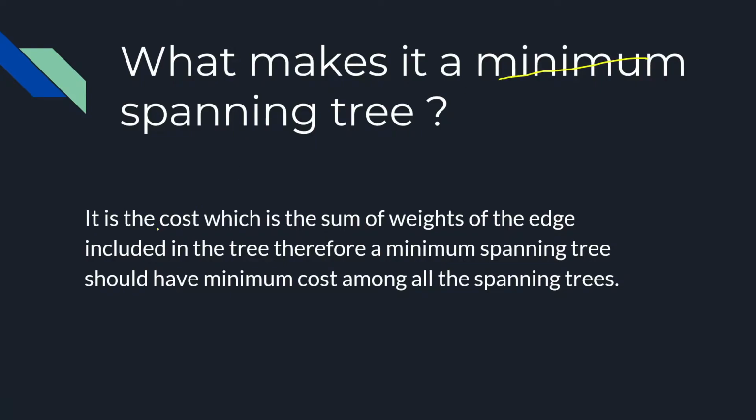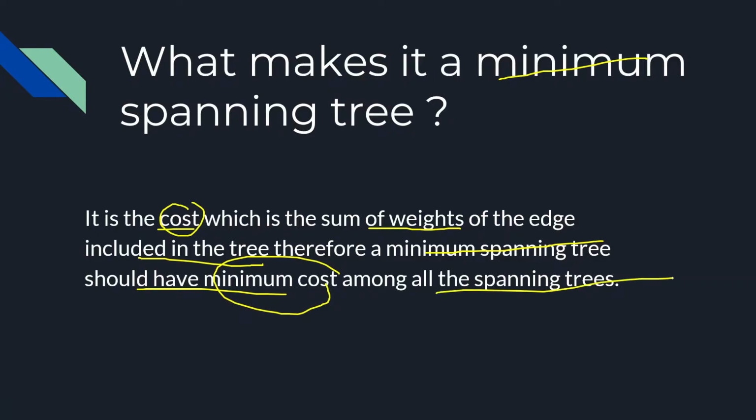So you must be wondering, what is a minimum spanning tree? It is the cost which makes it a minimum spanning tree. A cost is the sum of weights of the edges which are included in the tree. Therefore, a minimum spanning tree should have minimum cost among all the spanning trees.